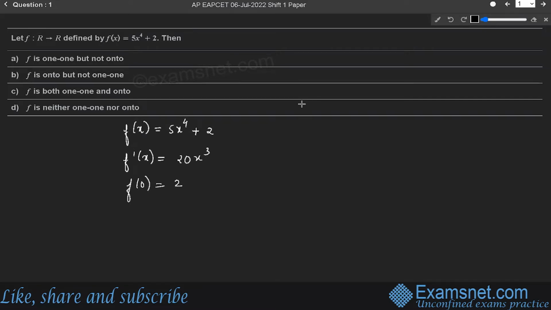Therefore, we can say that it is neither one-one nor onto. So among all the given options, option D is the correct option, which says f is neither one-one nor onto.